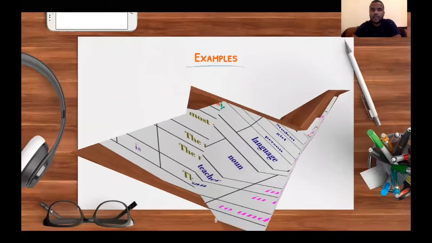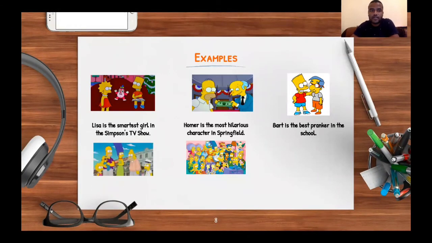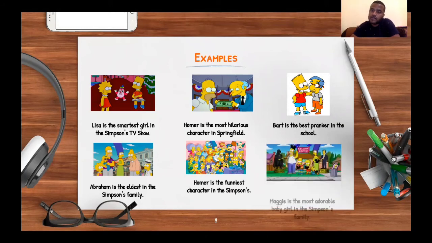Here we have examples about superlative things. We have superlative adjectives. For example, Lisa is the smartest girl in the Simpson TV show. Homer is the most hilarious character in Springfield. Bart is the best prankster in the school. Abraham is the eldest in the Simpson family, and Homer is the funniest character in the Simpsons, and Maggie is the most adorable baby girl in the Simpson family.